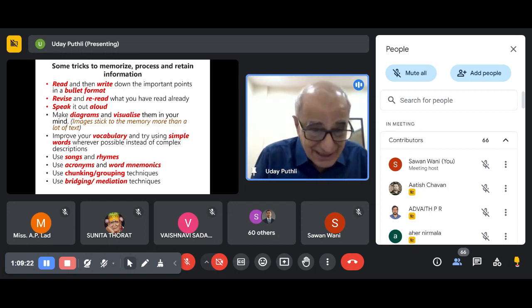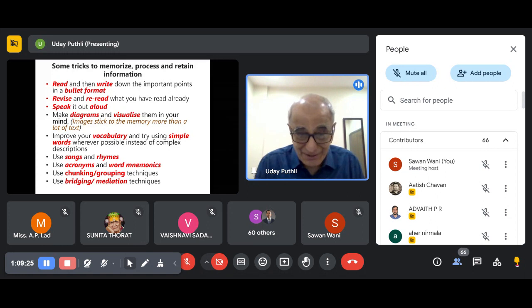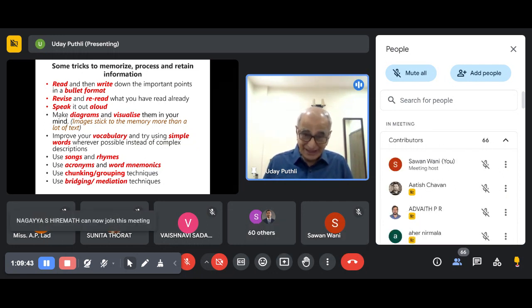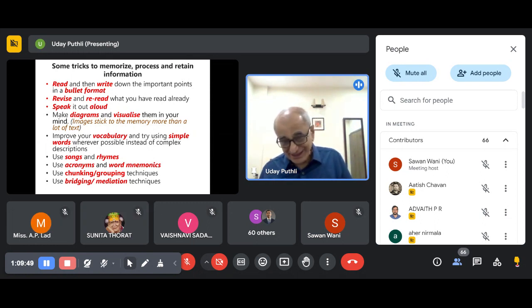A very important thing is to try to make diagrams like flow charts. Whatever is in the text may be detailed, but if you start analyzing all the written word and start making diagrams, for example, flow charts, and visualize those, photograph them in your brain and keep it in your mind. You see, I have said last time that a picture is worth 1,000 words. Images stick to the memory more than a lot of text. So if you have a flow chart, it's much easier to remember what has run into several paragraphs.